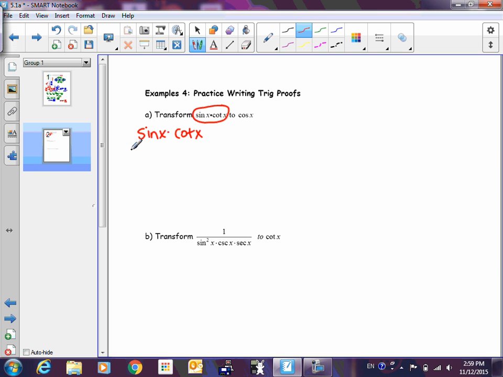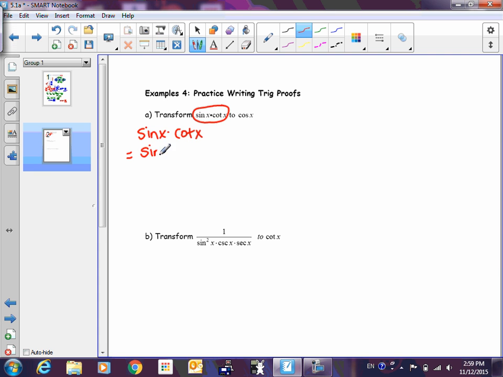So I'm going to start with this and I'm going to write equals. And I'm going to write something and then I'm going to transform that a little bit. And in the end, what am I going to write? Equals, hopefully end up with cosine x. That's what a trig proof is. So what you want to do is rewrite part of this. Don't change everything, but rewrite part of it.